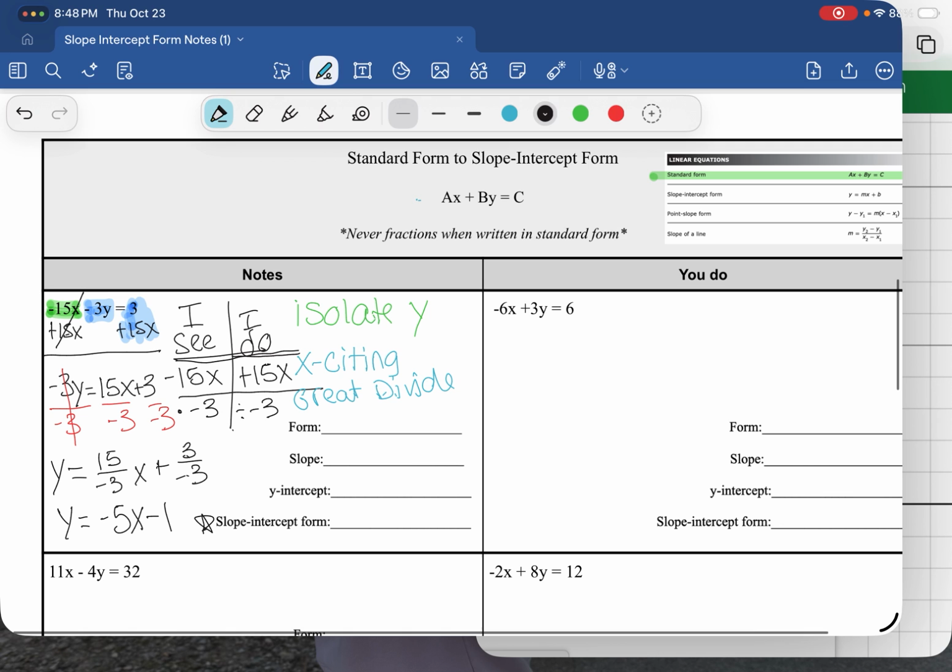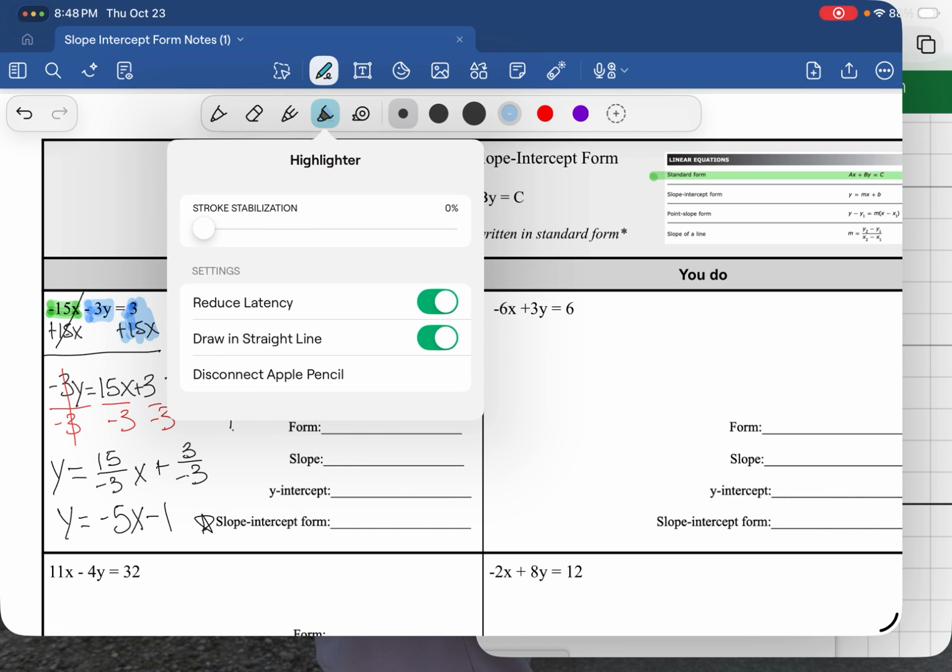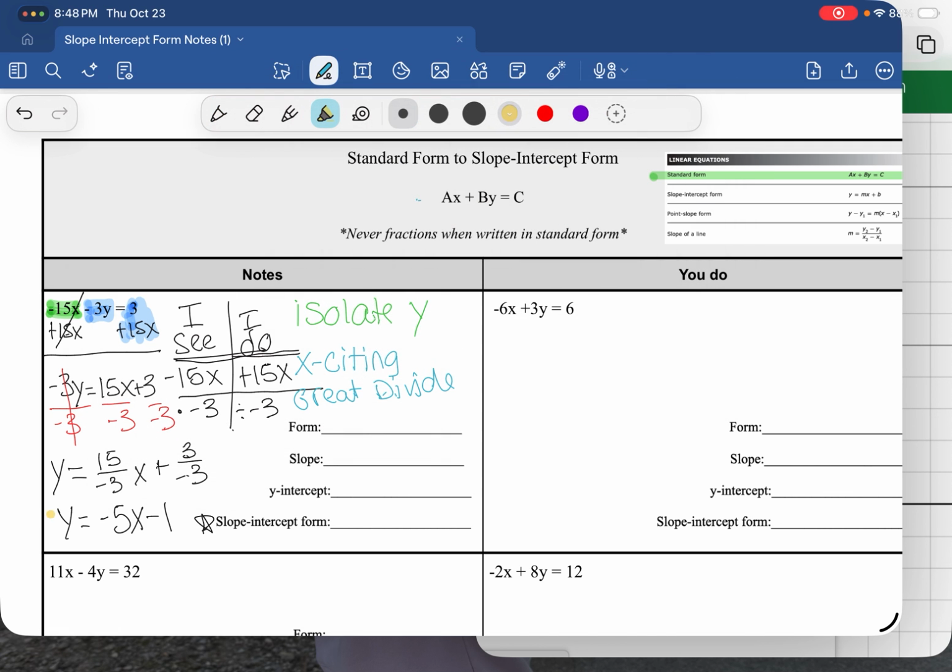And now I have my answer in slope-intercept form, and my fractions are nice and simplified. So slope-intercept form then is y equals negative 5x minus 1. My slope is negative, oops, wrote that wrong. I have y equals negative 5x. Okay, my y-intercept is negative 1. My slope is negative 5. And I forgot to write this first step, but we talked about it earlier.